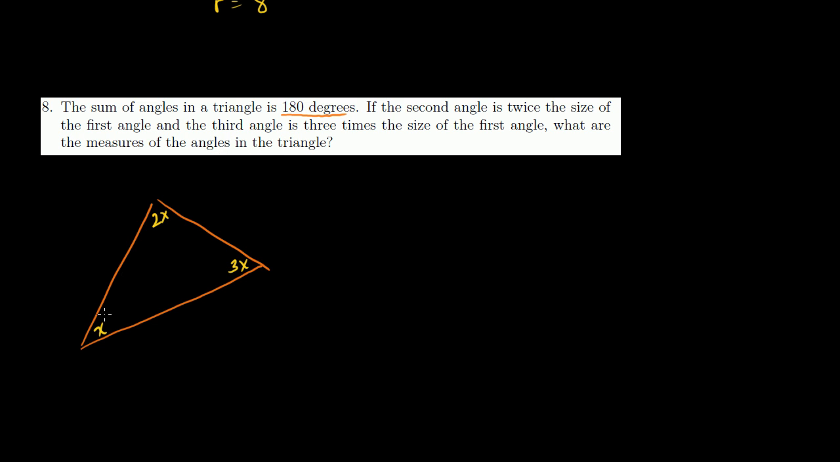Well, they tell us that they all have to add up to 180 degrees. So we get x plus 2x plus 3x has to be equal to 180 degrees. And I could even write this as 1x. Just remember that there's a coefficient there. So 1 of something plus 2 of something plus 3 of something, that's going to be 6 of the somethings. 1 plus 2 plus 3. So 6x is equal to 180 degrees. Divide both sides by 6, and you get x is equal to 180 divided by 6, which is 30.